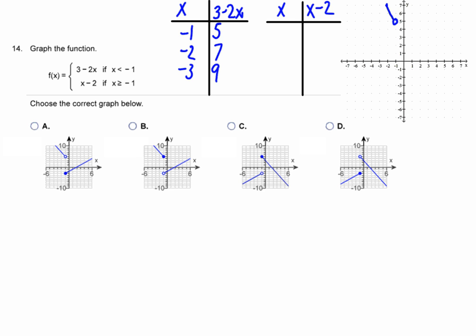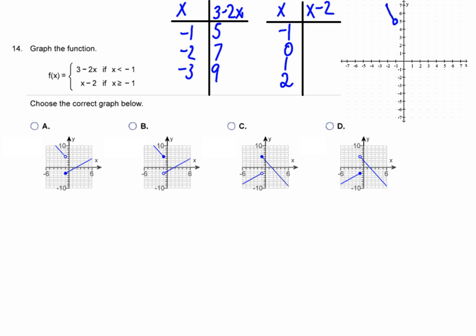Let's look at the second half, where x is greater than or equal to a negative 1. I want to emphasize here that because of the equal sign, we will put a colored dot on a negative 1. We're going to use a negative 1, 0, 1, 2. I like to use at least 3 points when I'm doing this. 2 points make a line, but that third point lets me know if I did it correctly.